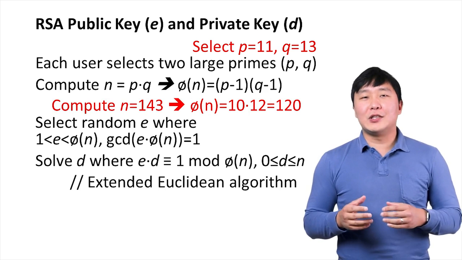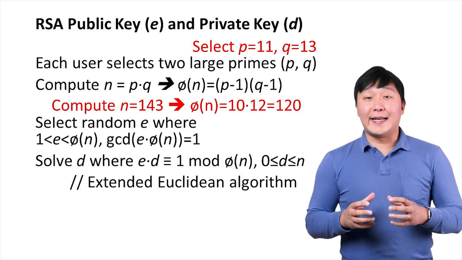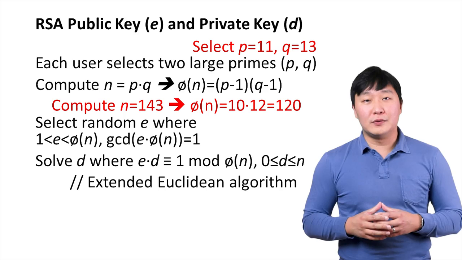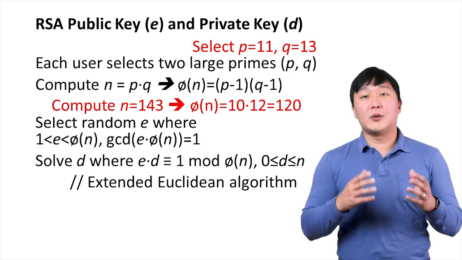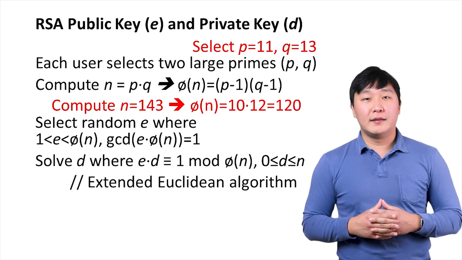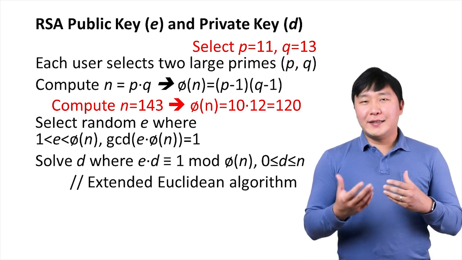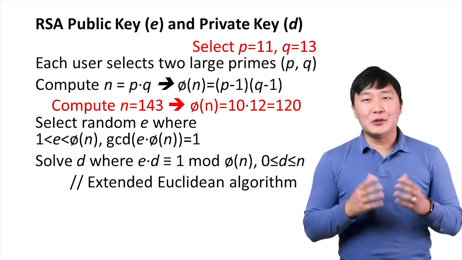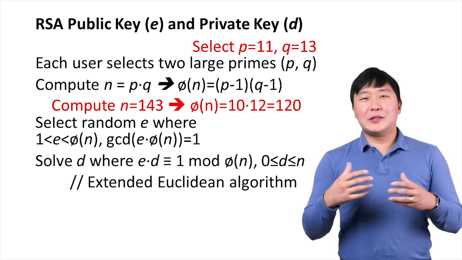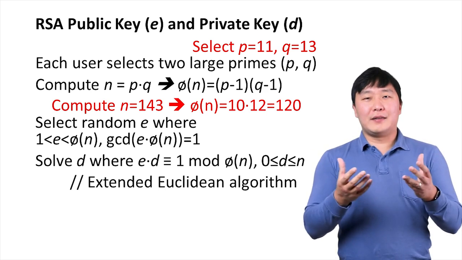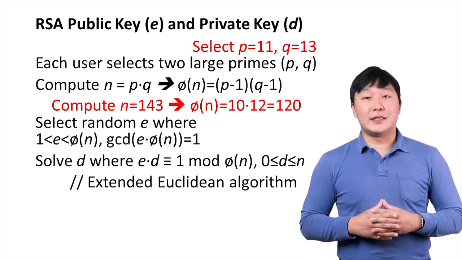After selecting P and Q, the user computes n, which is the product of P and Q. 11 times 13 is equal to 143, so n is equal to 143. I actually already did these calculations before this video, so you may want to do the calculations yourself by either pausing the video or doing so later after I populate the entire slide and you have all the calculations in front of you.